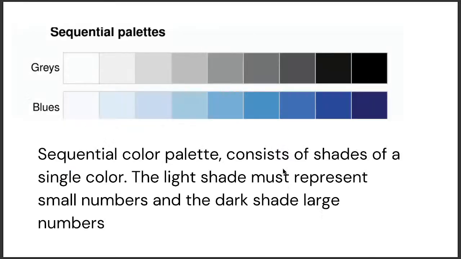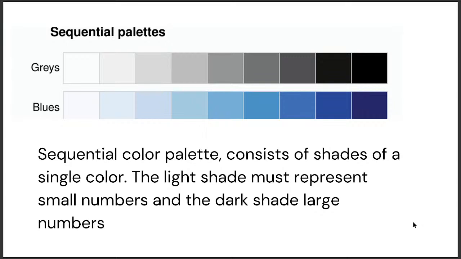Let's talk about this. Looking at your screen, you can see a sequential palette placed here now. Sequential color palettes consist of shades of a single color, just a single color. The light shade must represent small numbers, and the darkest shade, large numbers. So a sequential palette is basically you picking one color, say blue, say purple, say black, and representing a shade of the color.